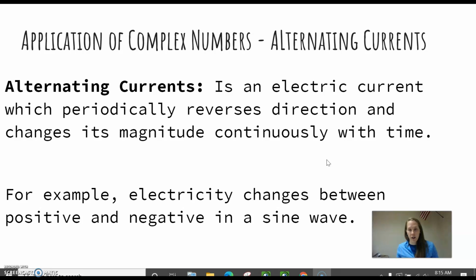Alternating current is an electric current which periodically reverses direction and changes its magnitude continuously throughout time. We're going to look at an example with electricity that changes between positive and negative, following a sine wave. When we combine these currents into a new current, if we were to just use real numbers, our calculations would be severely complex. By allowing us to use complex numbers, these calculations become a little bit more simplified.